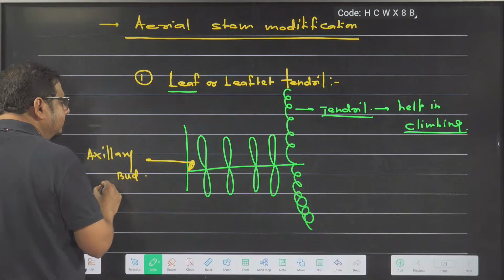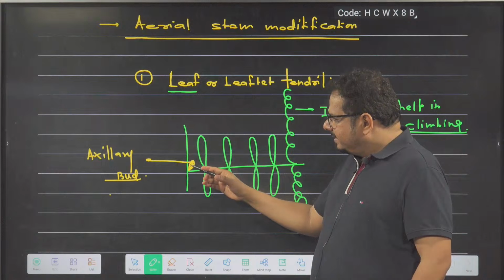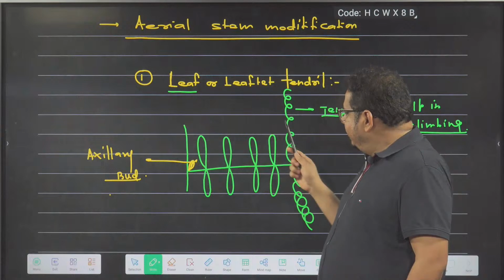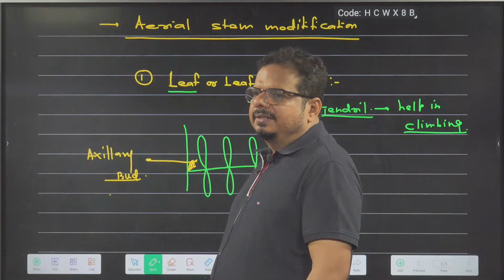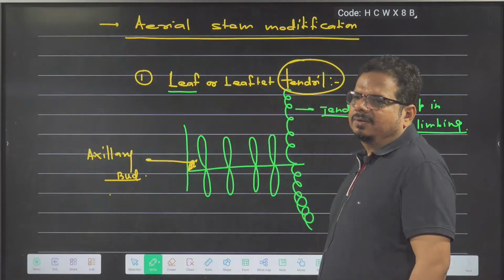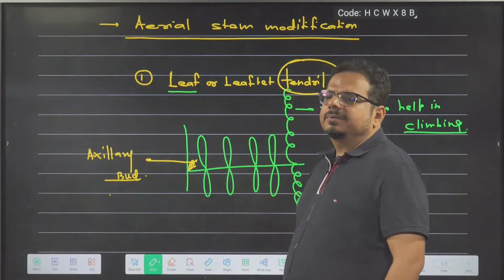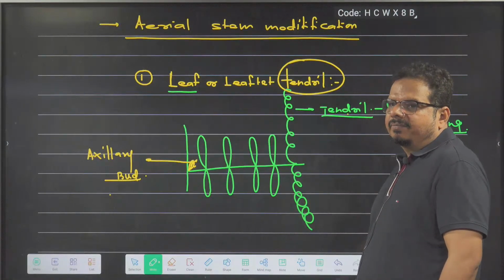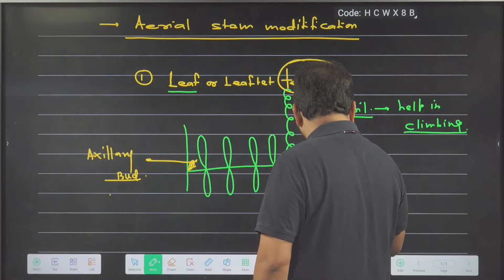Unlike a stem modification, in a stem tendril, what have we seen? The axillary bud is modified into tendril and helps in climbing. But here, the tendril is not formed by the bud. The tendril is formed by leaf or leaflet. Getting the things or not? So tendril is a modification of stem also, and a modification of leaf also. When it is a modification of stem, the bud converts into tendril. In modification of leaf, the leaf or leaflet converts into tendril. Got the idea? And an example of such modification is which one? Pea plant.